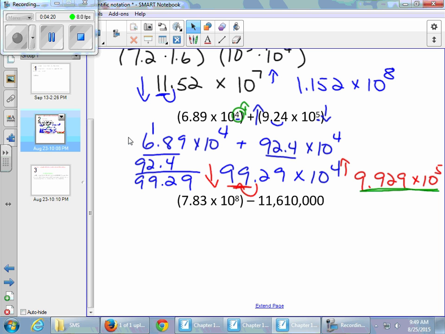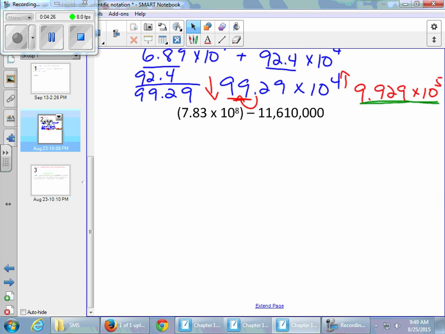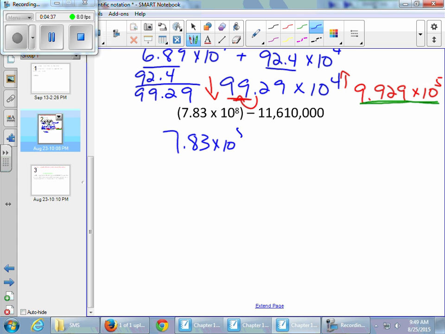And our last one, we have 7.83 times 10 to the 8th minus 11,610,000. Okay, first of all, we need to put this 11 million in scientific notation. So first we'll rewrite this, 7.83 times 10 to the 8th minus, and make it scientific notation. Remember, there's a decimal always there. 1, 2, 3, 4, 5, 6, 7 spots. Remember, you have to write every number to the right of the decimal until you get to your zeros. Then you can stop writing. So now we have 1.161 times 10 to the 7th.